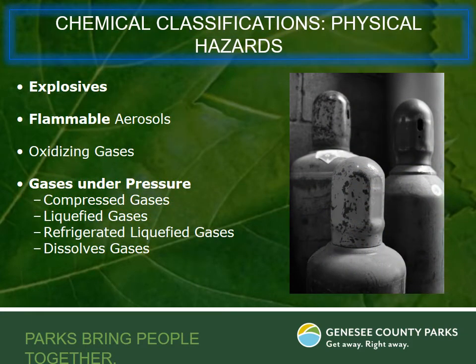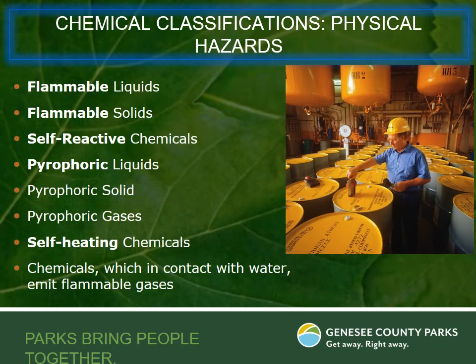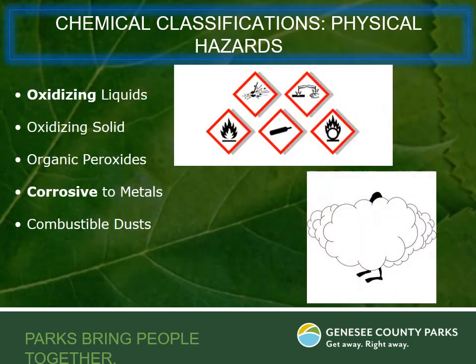The physical hazards include explosives, flammable, and gases under pressure. You have flammable liquids and solids, self-reactive chemicals, pyrophoric liquids, solids, and gases, which are products that will self-ignite at temperatures below 130 degrees Fahrenheit. Self-heating chemicals, which will heat up at temperatures below 130 degrees Fahrenheit, but not necessarily ignite. Oxidizing liquids, solids, corrosives to metals, or combustible dusts.